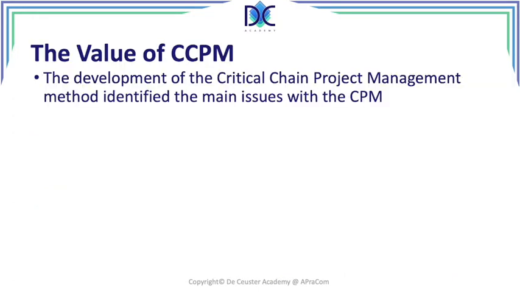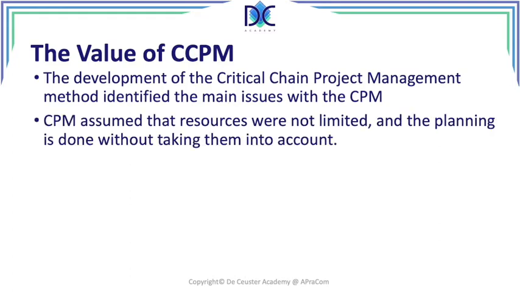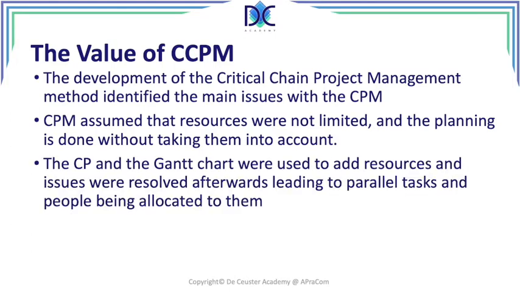Now, what is the value of critical chain? Critical chain project management is a method in which Goldratt identified main issues with the critical path method. The critical path method assumed that resources were not limited and the planning is done without taking the resources into account. The critical path and the Gantt chart were used to add resources, and later resources issues were resolved, leading to parallel tasks and people being allocated to them. So people were working on parallel tasks.